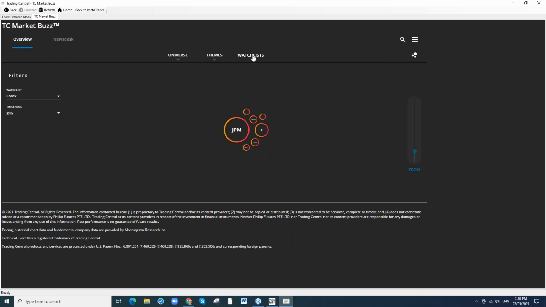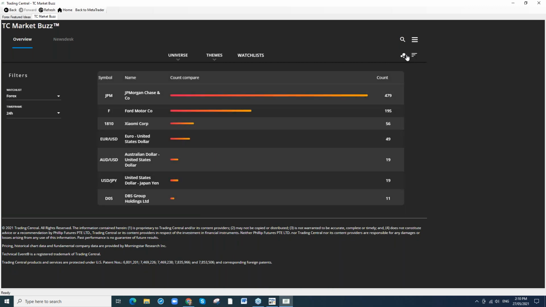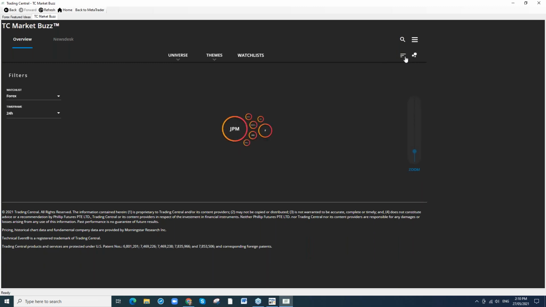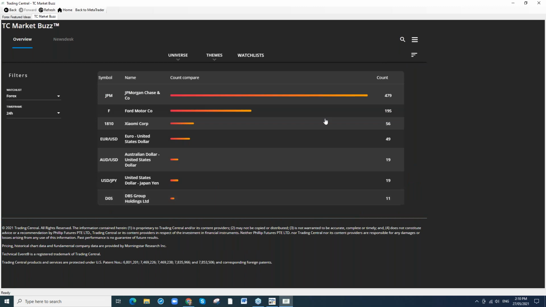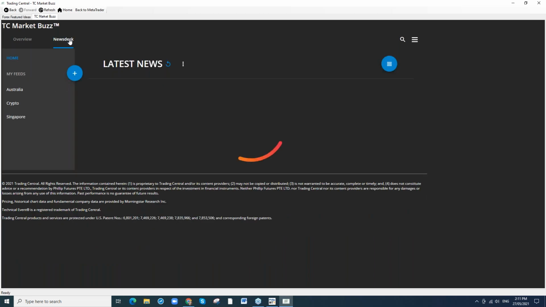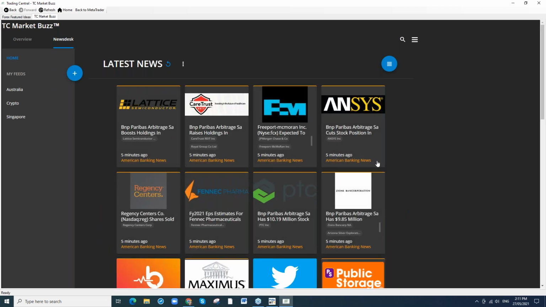So if you click here, I have just a small watch list, but you can change the view from bubbles to the linear. And this way you can see also how much more news exactly are related to the specific product. And the other thing is that you can easily explore the news desk, which you can find here on the top left corner. So from here you can discover the top news from quality sources found by our AI. You can click on any article and read more.